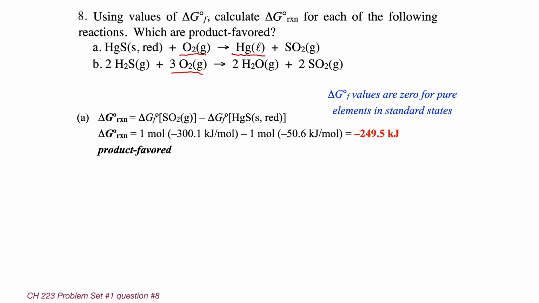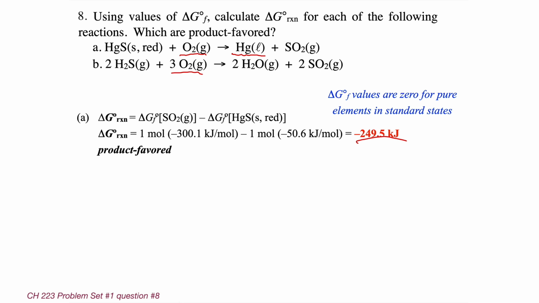You can look those numbers up in the table: negative 249.5. So this is a spontaneous reaction because delta G is negative. It is product favored, which means we expect the products to be made, which is cool.